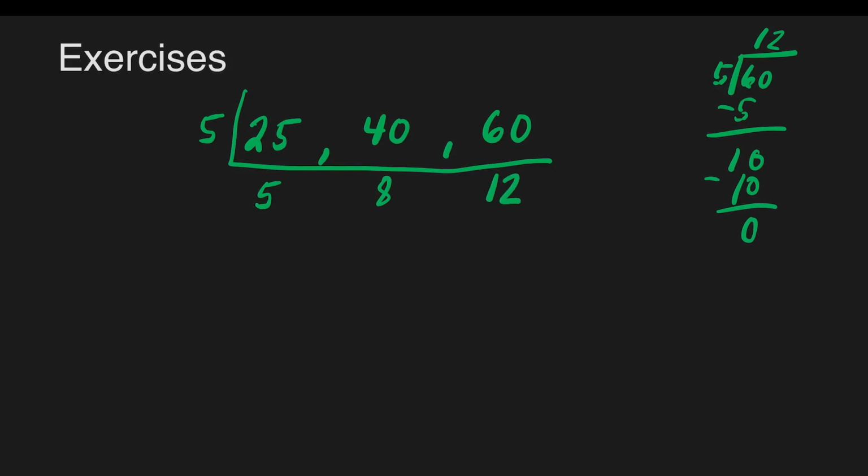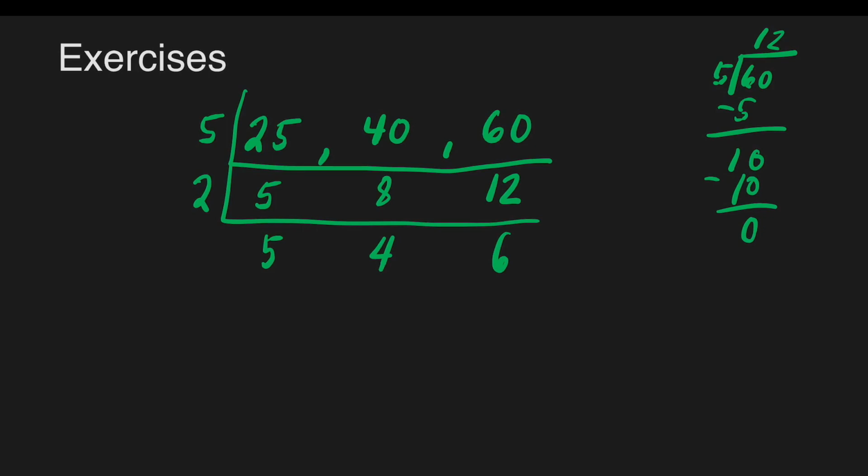Now, what number can we divide the three numbers 5, 8, and 12? We don't have one for all three, but we can proceed to pairs. Is there a number that can divide 5 and 8? We don't have. How about 5 and 12? We also don't have. How about 8 and 12? Yes, we can divide by 2. So just bring down, or copy, 5, then proceed to 8 divided by 2 is equal to 4. 12 divided by 2 is equal to 6.